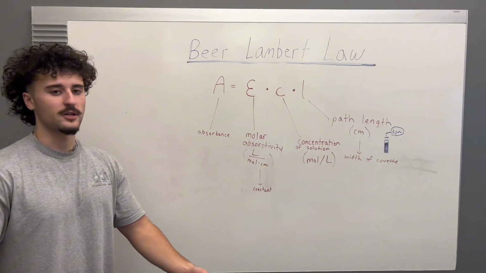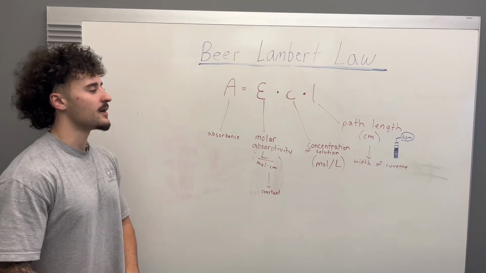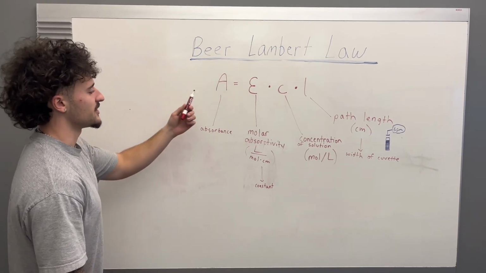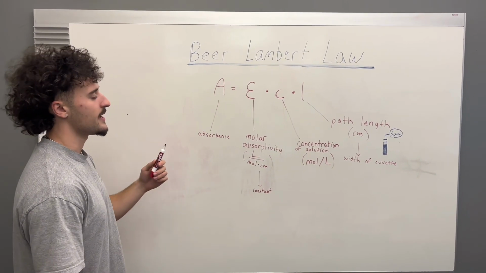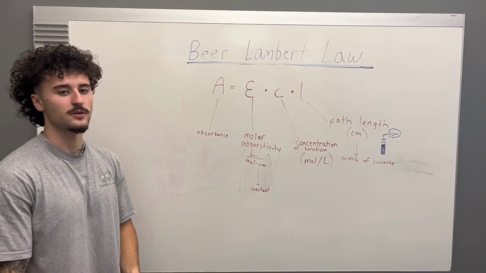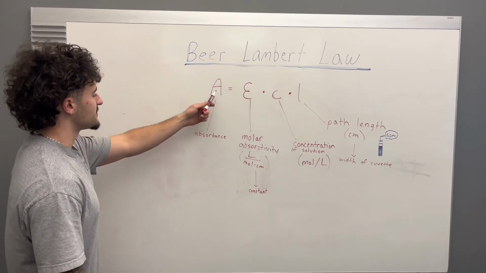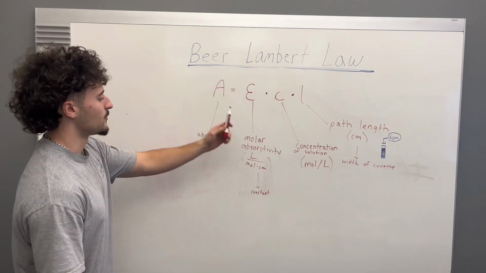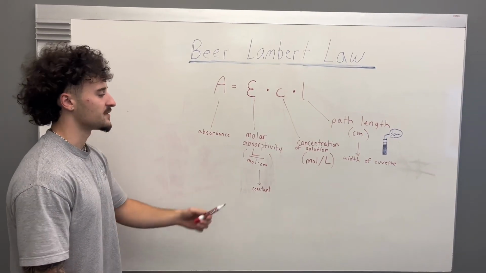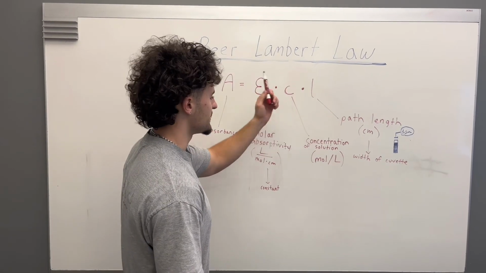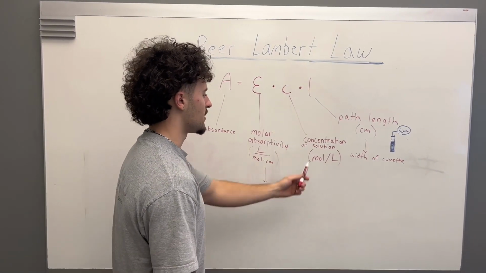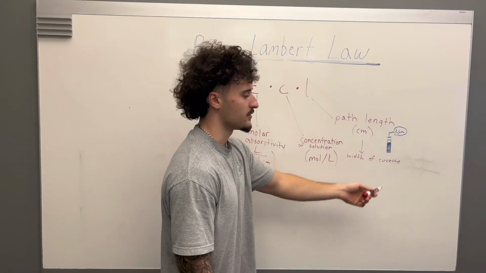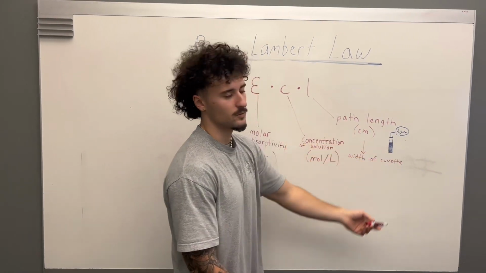So today we're talking about the Beer-Lambert law, and it is represented by this equation here, which shows the relationship between absorbance and the concentration of a solute in a solution. So A stands for the absorbance, which is measured by the spectrophotometer. The molar absorptivity is a constant that should be given. The C is the concentration of solution in moles per liter. The L stands for the path length, which is the width of the cuvette. In this case, it was 1 centimeter.